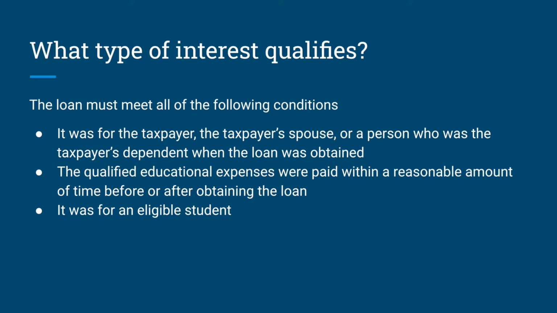So basically, all this is saying is that you can't, for example, pay education expenses a couple years ago and then get a student loan and try to deduct it as being a student loan. That obviously is not a reasonable amount of time. And so this is an area where we have to exercise a little bit of professional judgment. And third, it was for an eligible student, and you can find a specific definition of this in publication 4012. But really, the way that you can primarily think about this is, were they a full-time student?